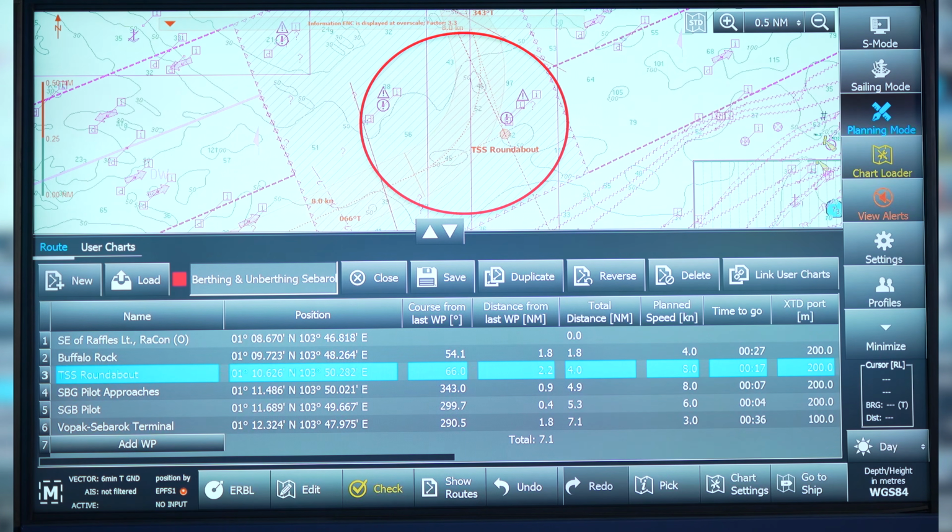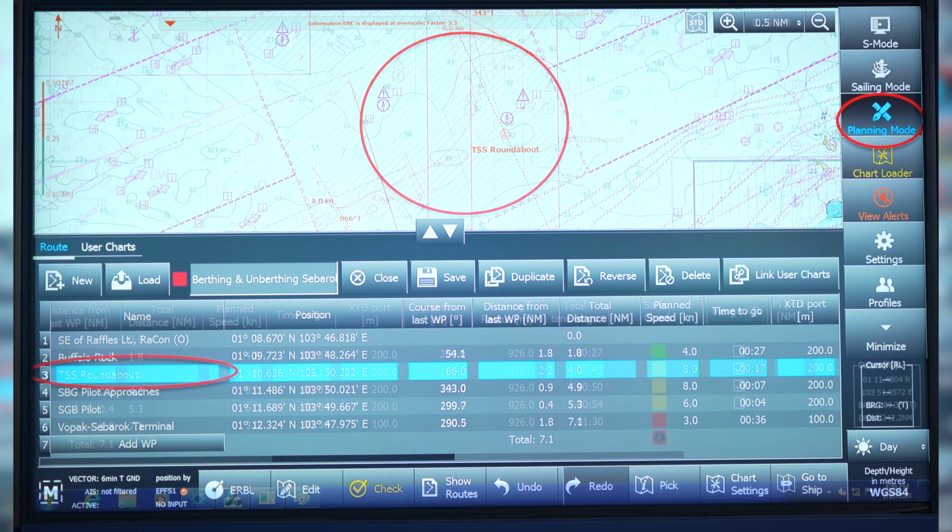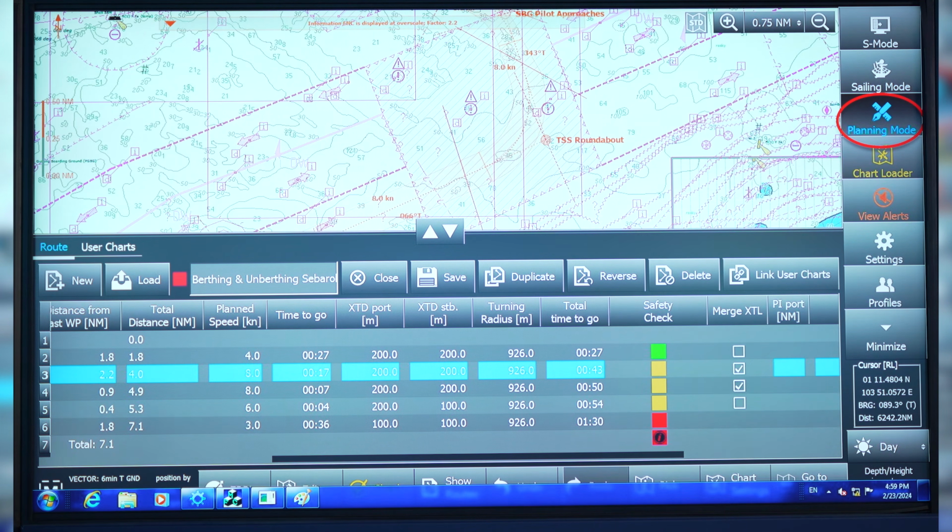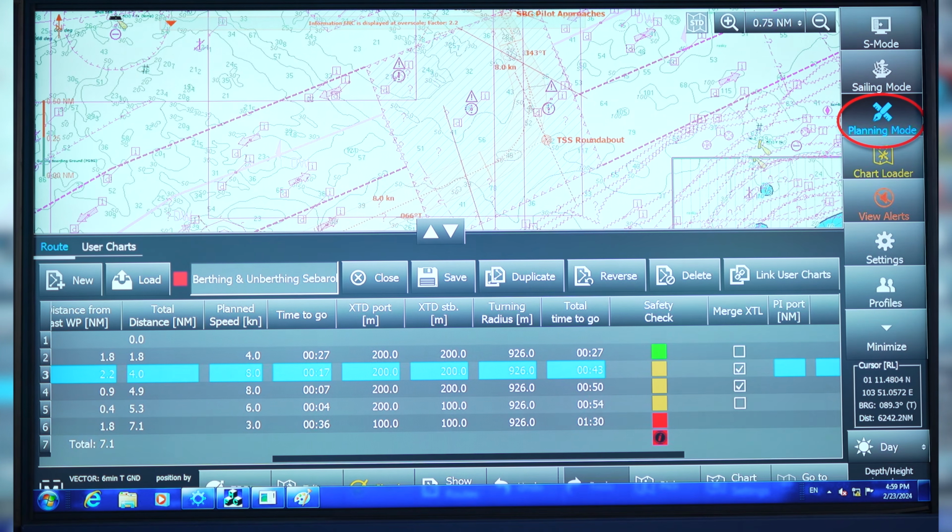To do this, press the Planning Mode button on the taskbar panel to access the route plan. Then, access the relevant waypoint in question. Under the column Turning Radius, set the desired turn radius for the waypoint, in this case, 926 meters, which is equivalent to half a mile. Note that in some ECDISes, the figure for this setting is either in meters or in nautical miles.